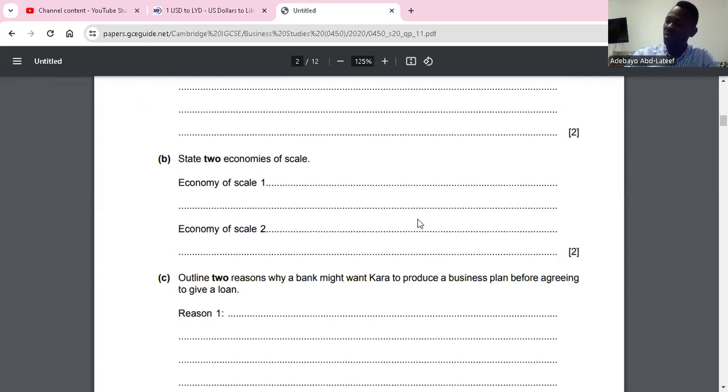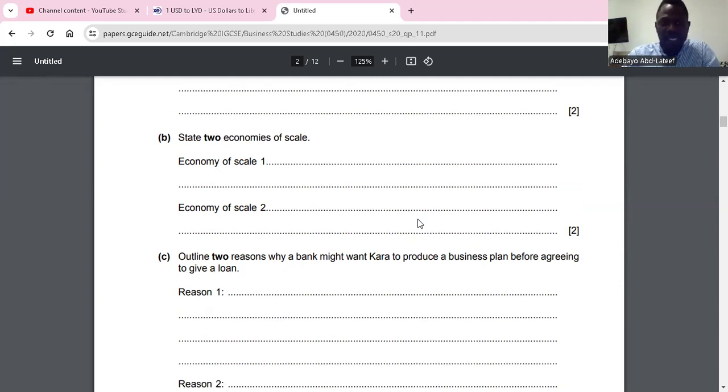State two economies of scale. When we talk about economies of scale, basically we're talking about a cost advantage that occurs to a business through expansion. The cost advantage is because the business is having a reduction in its average cost as a result of expansion. That is internal. Then we have external, which means a cost advantage as a result of the industry expanding, then other firms within the industry start witnessing a cost advantage. That is external. So we have internal and external economies of scale.